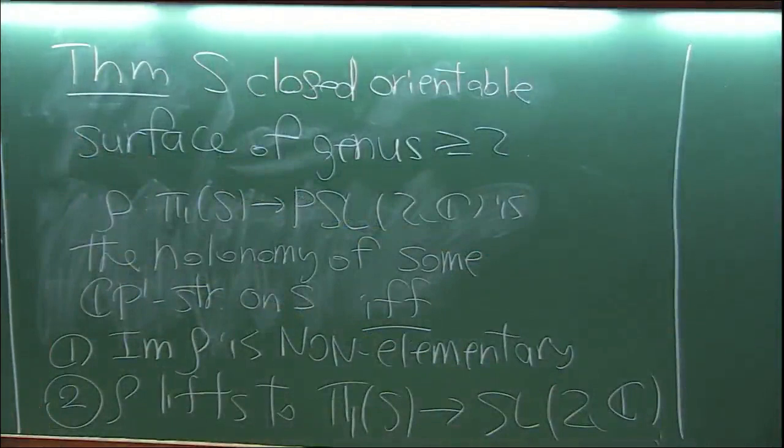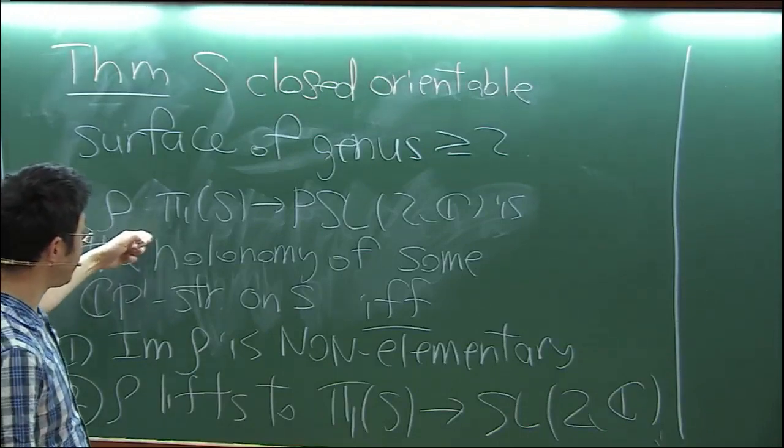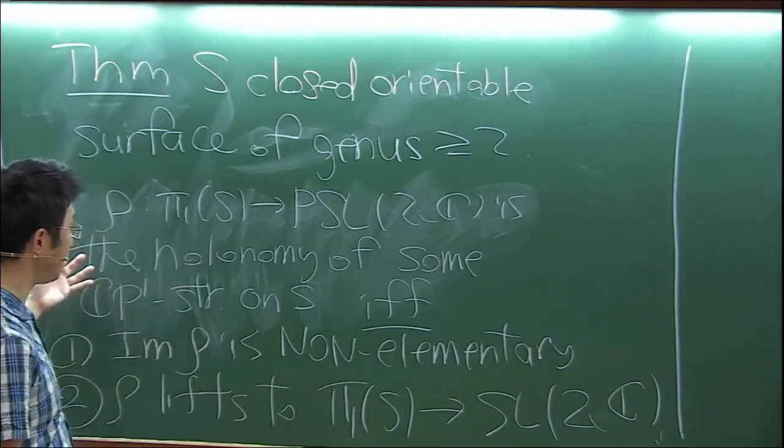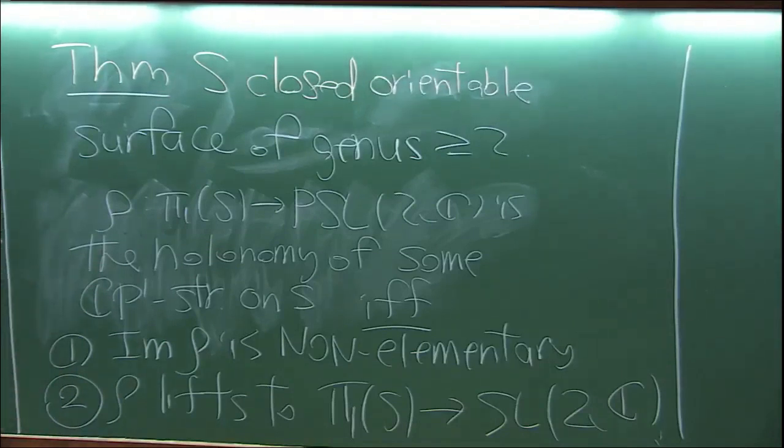So our goal is to show this theorem. And then we have a CP1. We want to understand the holonomy representation of CP1 structures. So this fundamental group of surface into PSL2C, we have this homomorphism, and then this homomorphism can be quite complicated. Like, it's not necessarily discrete, but then the following two conditions are necessary and sufficient conditions for this homomorphism to be the holonomy representation of some CP1 structures.